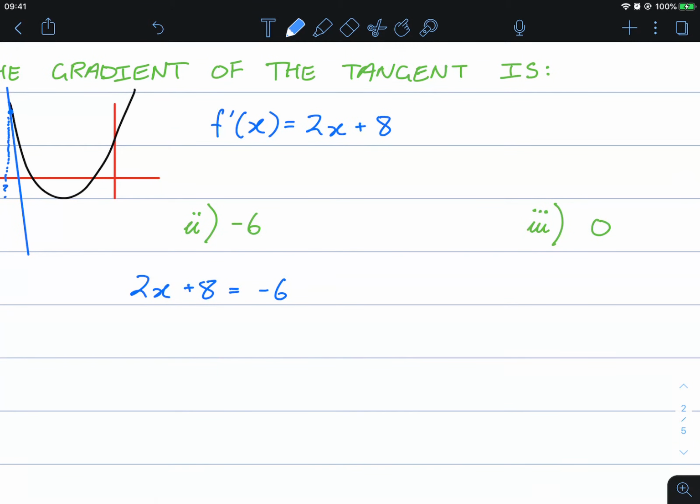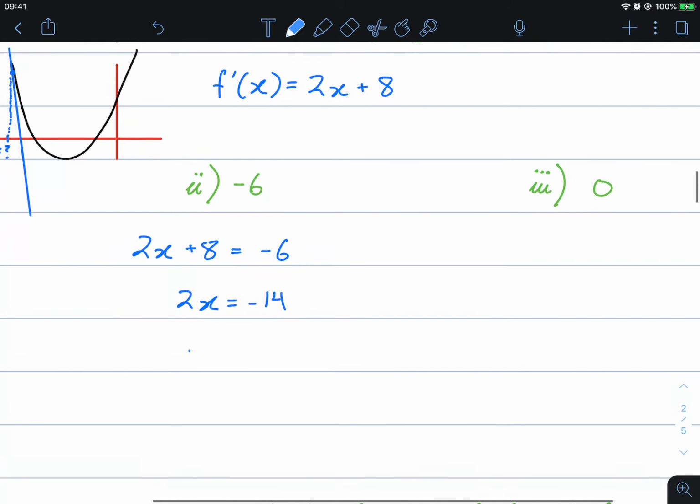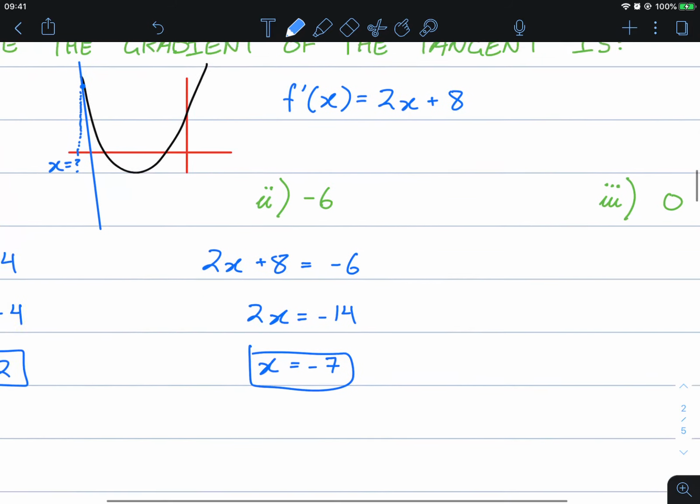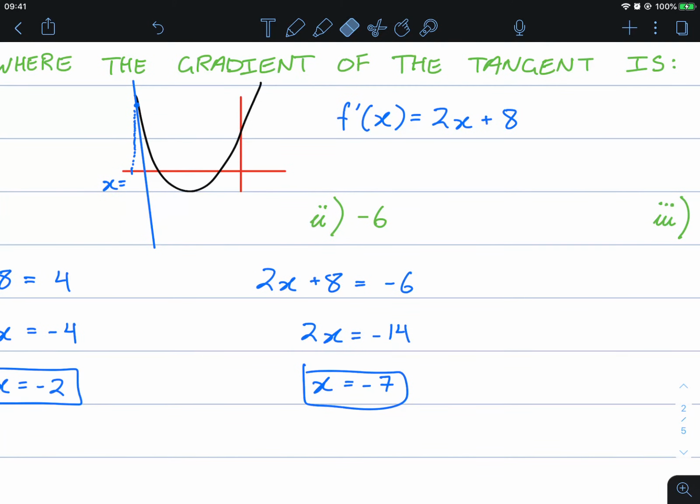Solving for x, we get 2x equals -14, x equals -7. So at this point here, x equals -7 will give me a tangent of, sorry, of 6, -6.